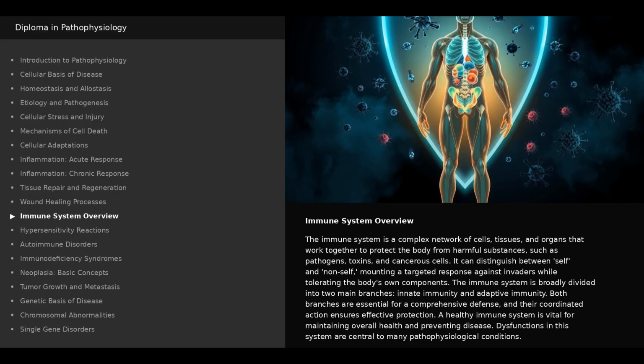The immune system is broadly divided into two main branches: innate immunity and adaptive immunity. Both branches are essential for a comprehensive defense, and their coordinated action ensures effective protection. A healthy immune system is vital for maintaining overall health and preventing disease. Dysfunctions in this system are central to many pathophysiological conditions.